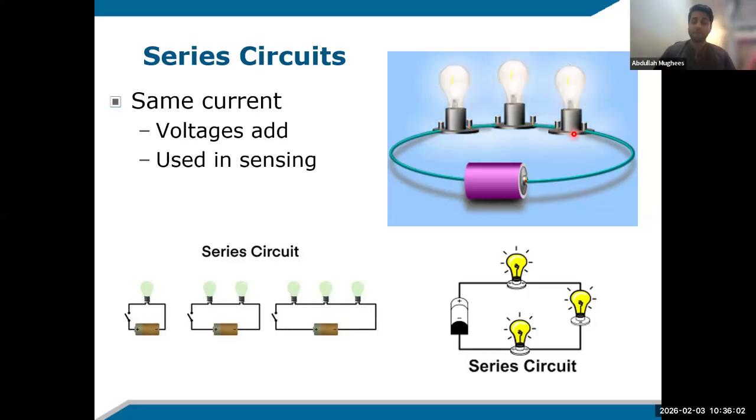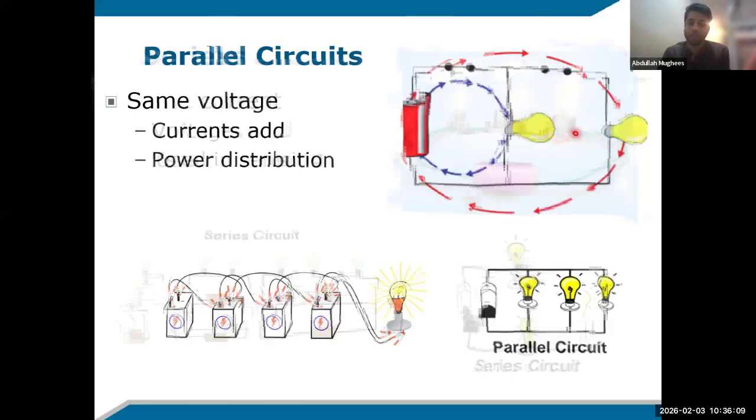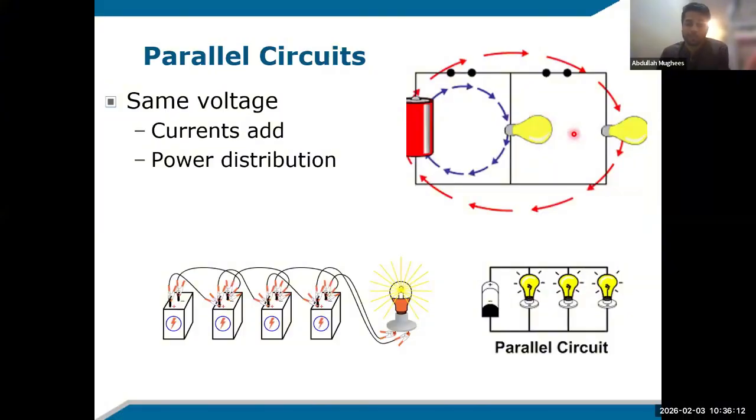But in a parallel circuit, instead of current being the same in each component, we have the applied voltage that is the same in all of the branches. So this is how a parallel circuit would look. We have a bulb that is directly connected to the power source. This terminal is connected to the negative terminal of the battery, and this terminal is connected to the positive terminal of the battery. Then we have the second bulb, which is again directly connected to this power source. And then we have the third, which is again directly connected to this power source. So that is a parallel circuit.